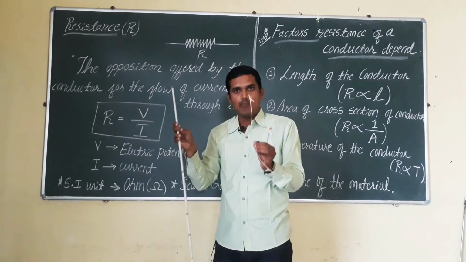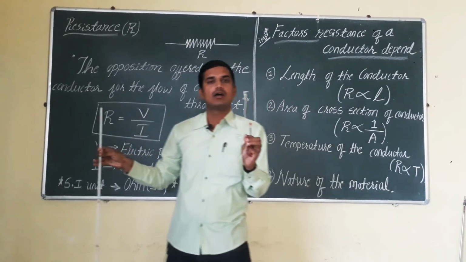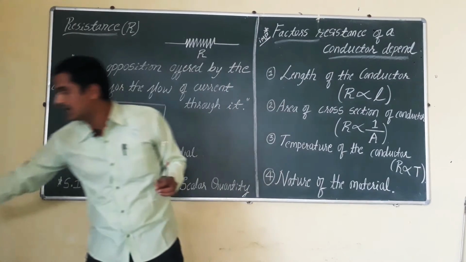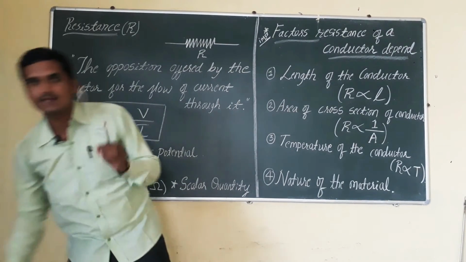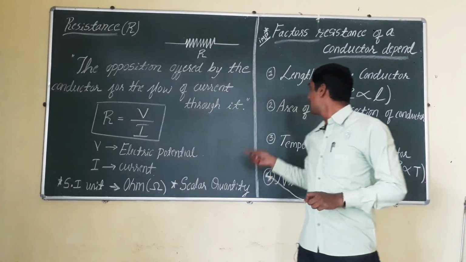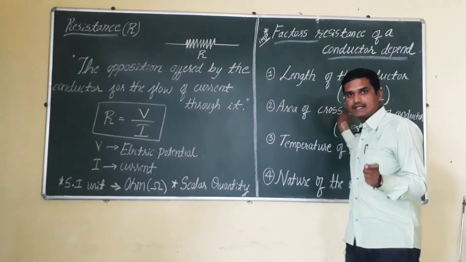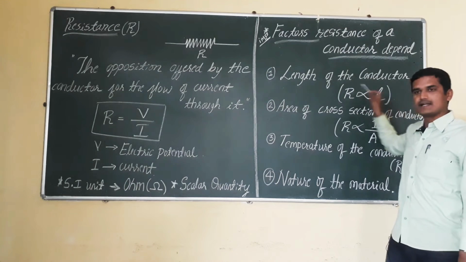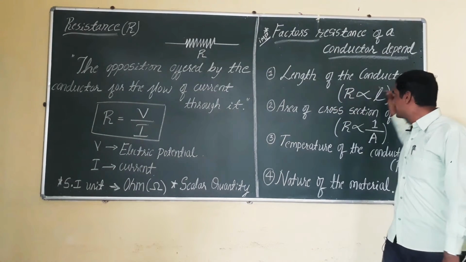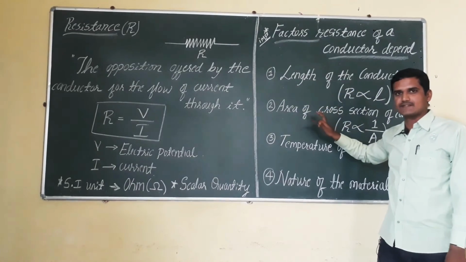Remember, for the current flowing through any wire which has a small length, what will happen? If there is a small length, then there is a small resistance. That is, resistance is directly proportional to the length. If you increase the length, resistance also increases, and if you decrease the length, resistance also decreases.